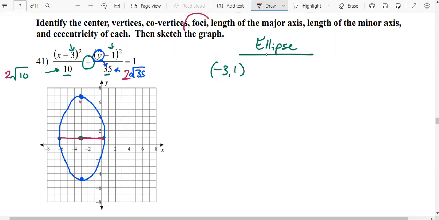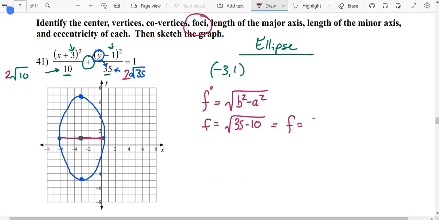Oh, there we go. Kept missing this word. Okay, foci. We want to find the focal points. Okay, so those are somewhere here and here, but where exactly are they? The focal length is equal to, well, yeah, okay, it's the square root of b squared minus a squared. So it's just 35 minus 10 square rooted gives you the focal length. So the focal length is 5. So 5 away from the center. 1, 2, 3, 4, 5. There's one focal point. 2, 3, 4, 5. There's the other focal point.